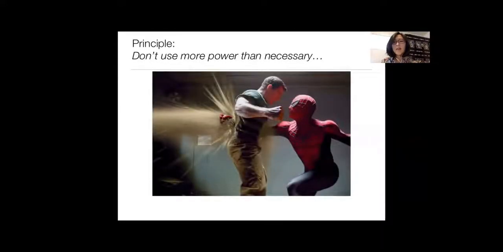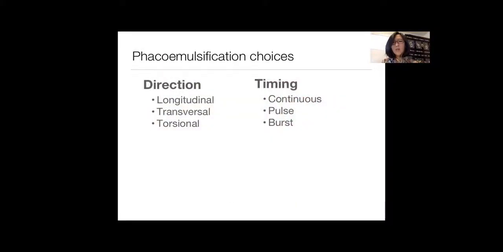So the first is power, and the goal is to use enough power to break up your lens, but don't use more power than necessary. And why is that? We're trying to prevent clouding of the cornea, and we're trying to prevent the possibility of grabbing onto the capsular bag. Your choices include multiple ways of modifying your phacoemulsification in order to minimize the amount of energy that you use. One category is direction of the needle, and the second category is timing, and we'll talk about both.